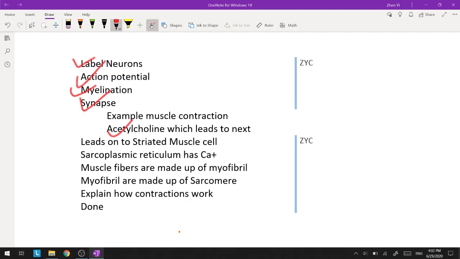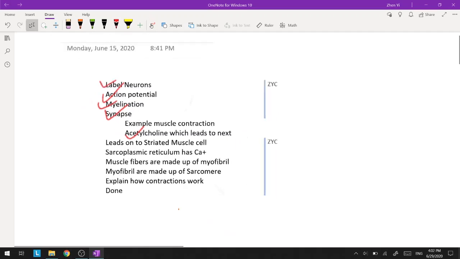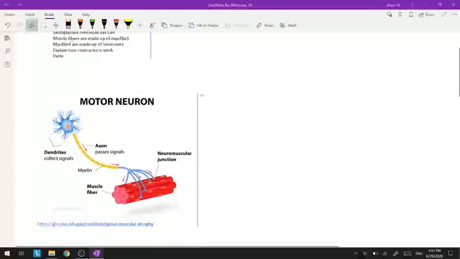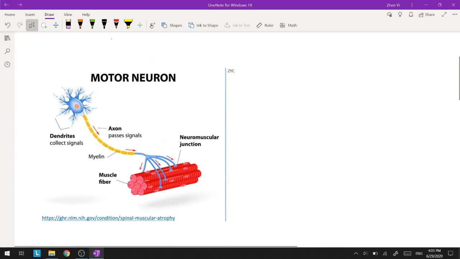This would nicely lead on to an in-depth detail of how striated muscle contracts once signaled. First off, we'll learn how to draw a very basic neuron. This depiction here of a motor neuron is what the lesson will be based off of.